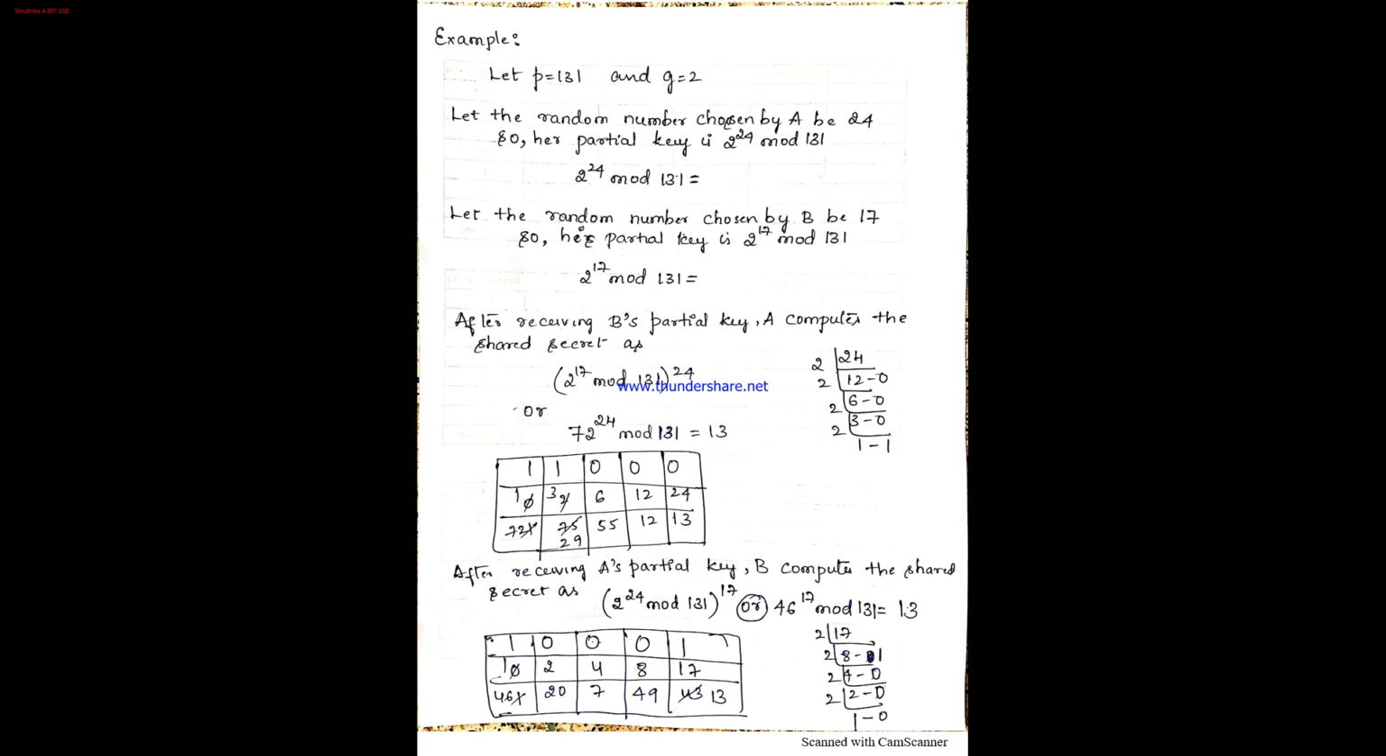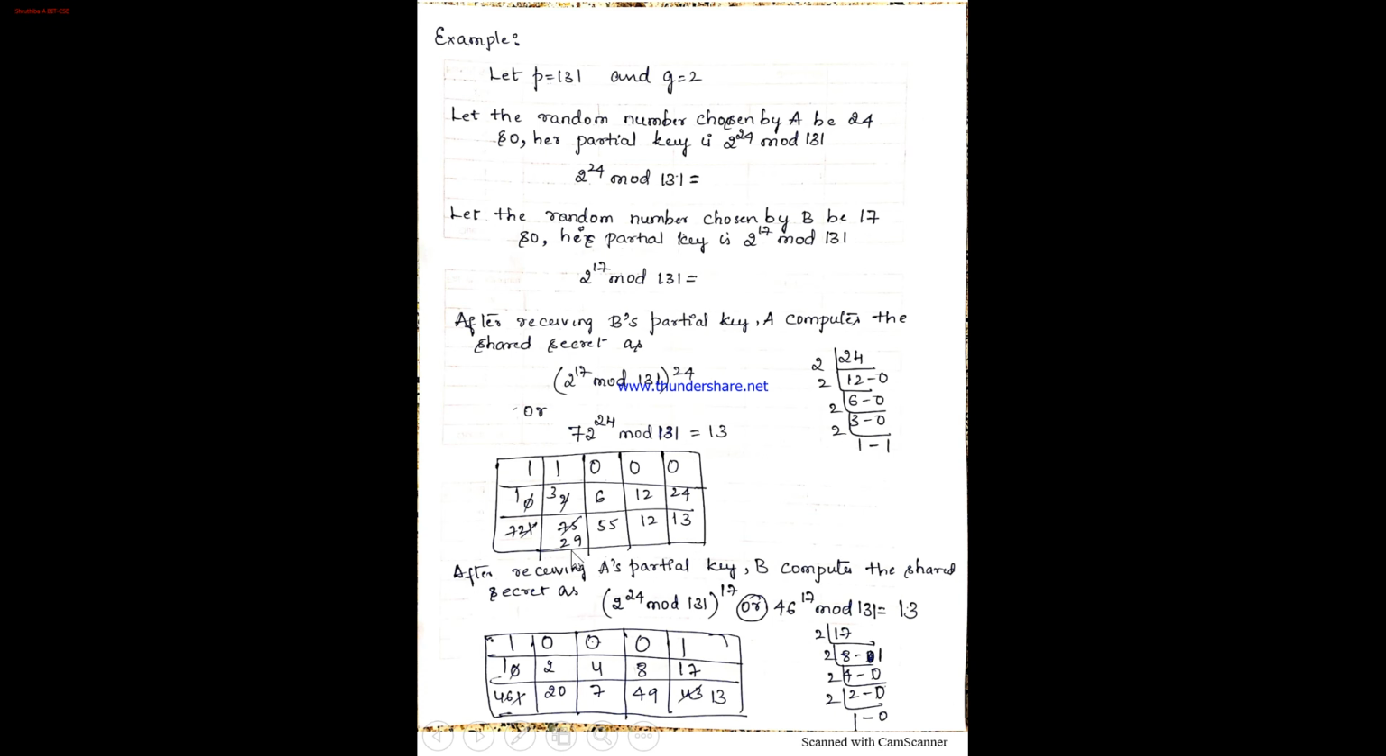So here again I have 1. Here 1 into 2 is 2. Next, since the bit is 1, 2 plus 1 is 3. Now here I have 72. 72 into 72 mod 131, you will get 75. Next, 75 into 72 mod 131, you will get the answer as 29.